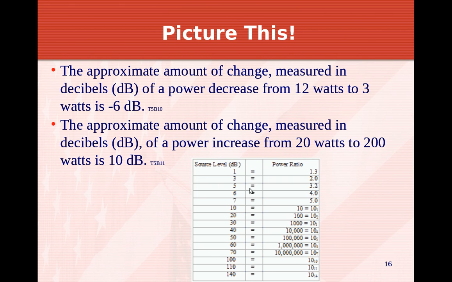So negative 6 dB, so 12 divided by 4 gives us 3 watts. Let's see, 20 watts to 200 is 10 dB. So power increase, so that's plus 10 dB. You multiply it by 10. So 20 times 10 is 200.